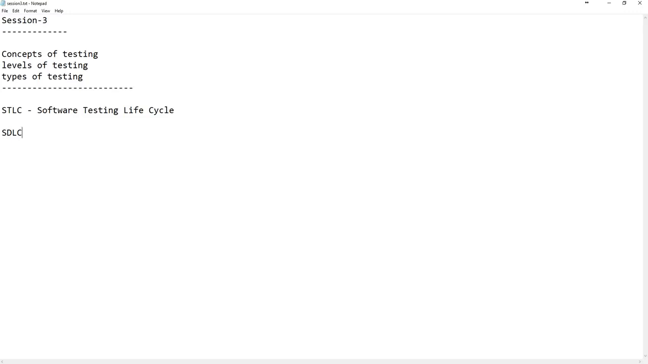So SDLC is the overall software development life cycle. This is for the entire software development. STLC is a sub part of SDLC. It is talking only about the testing part.